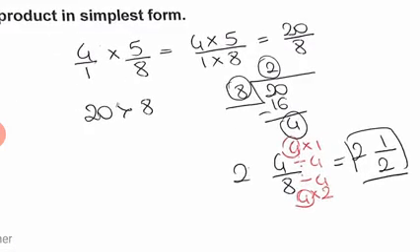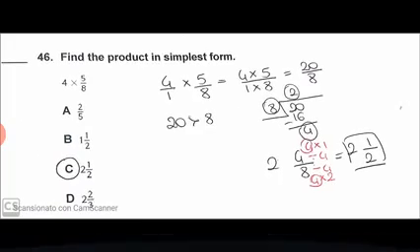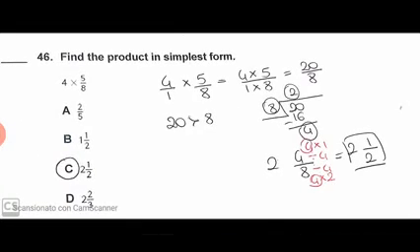But 4 is 4 times 1 and 8 is 4 times 2. So we have 4 up and down. So we can divide it by 4 up and down. So if we make the division, 4 divided by 4 is equal to 1, 8 divided by 4 is equal to 2. So the result is 2, 1 over 2. So the answer is C.